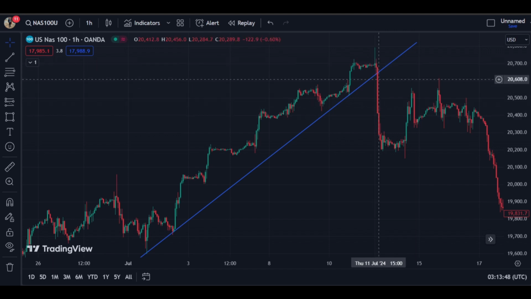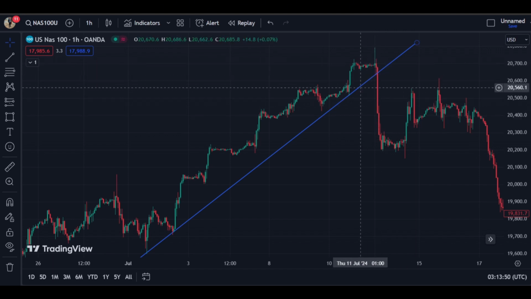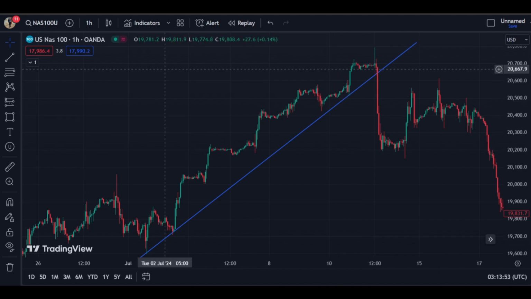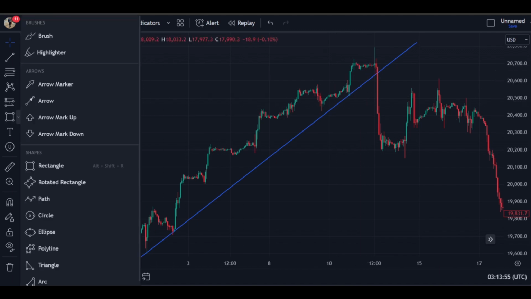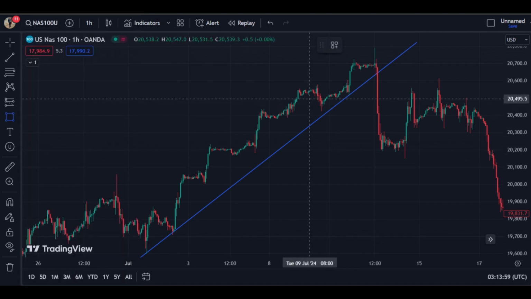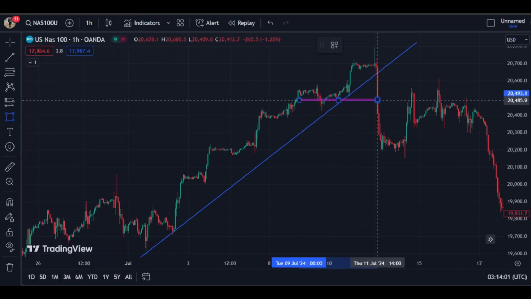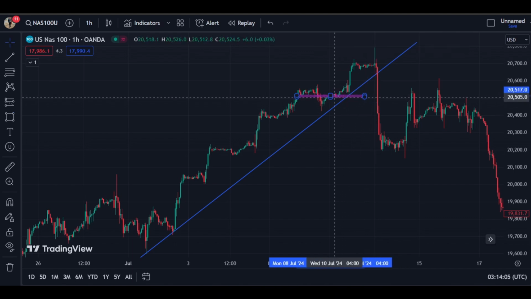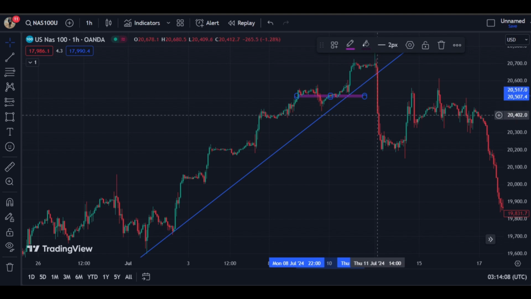So what we had on Nasdaq is that we had this clean break of this trend line, and with that as well we had a break of this structure, right? It's very important to note that yes, you had a break in your trend line, but you also had a break in structure. We have this structure over here that was completely broken, okay?